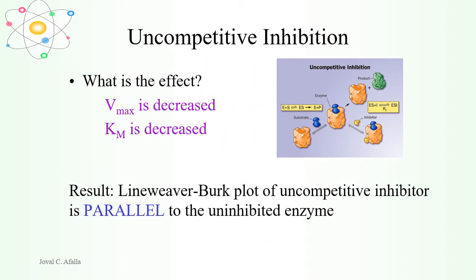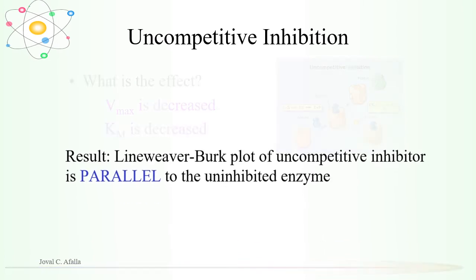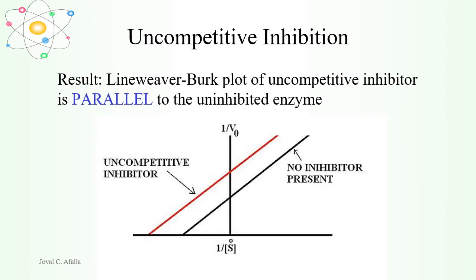So what is the effect? Well, Vmax is decreased, Km is also decreased. And we will not go through the mathematics anymore, but in this case, the Lineweaver-Burk plot for uncompetitive inhibition will result in parallel lines. Okay, so visually, this is what you will get.